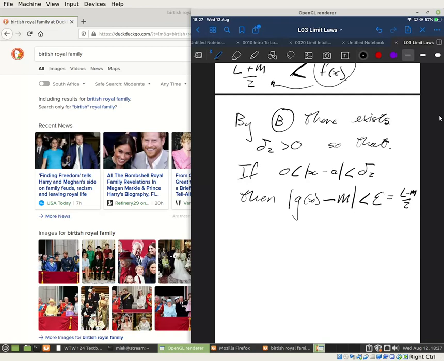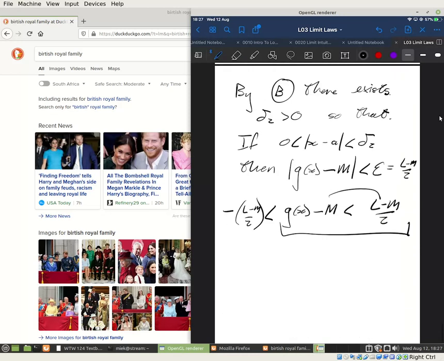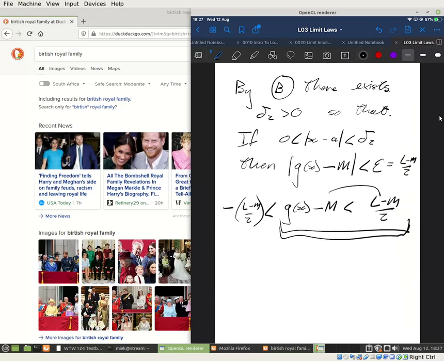Okay. And now let's do the same thing we did before. Using the definition of the absolute value, we obtain that g of x minus m is less than L minus m over 2 and is greater than minus L minus m over 2. Let's take this m across. Now instead of using this side, like we did for f, we will use the other side. Let's take this m across and simplify.